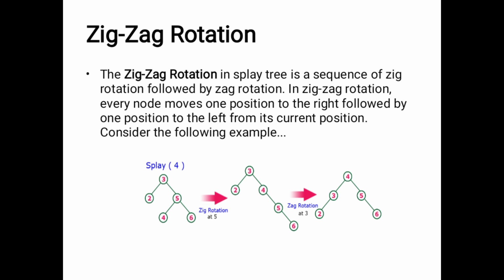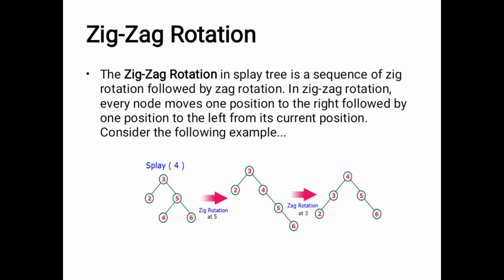Next we have to see the values. Zigzag rotation in a splay tree is a sequence of zig rotations followed by zag rotations. In zigzag rotations, every node moves one position to the right, followed by one position to the left. This is the current position, and this is the example. Finally, here we have 6, 4, and 5. We have to splay, and 4 has to come to the root.